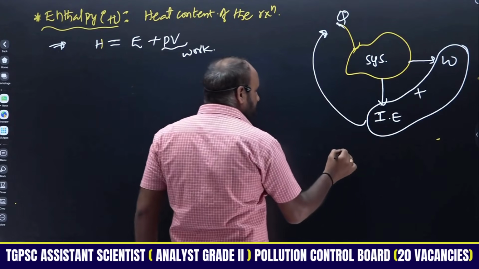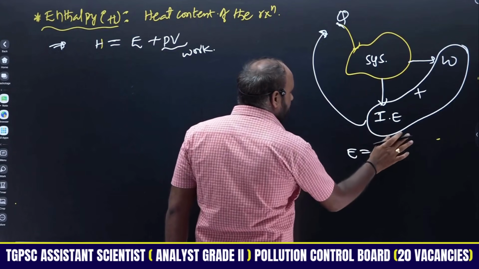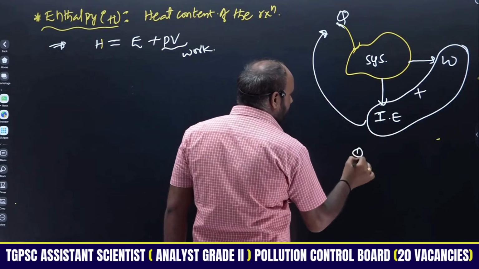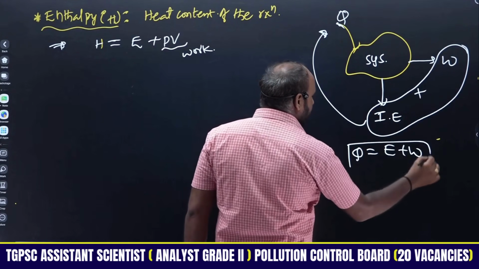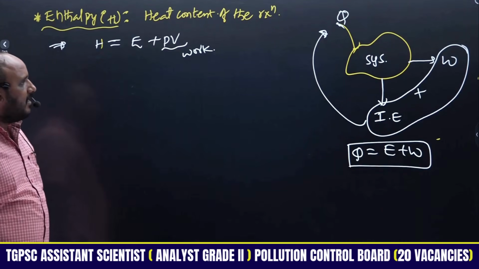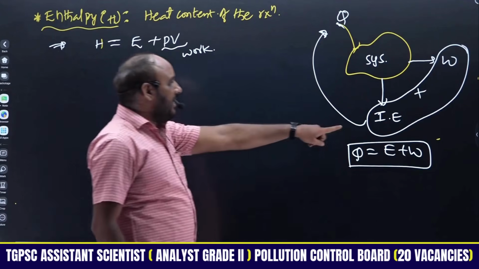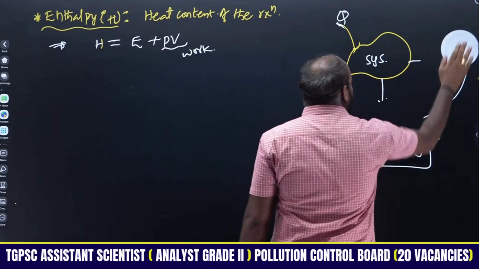So we will discuss again. Internal energy will be E. Then Q is equal to internal energy plus W. Internal energy is equal to Q plus W, we have to consider, right?